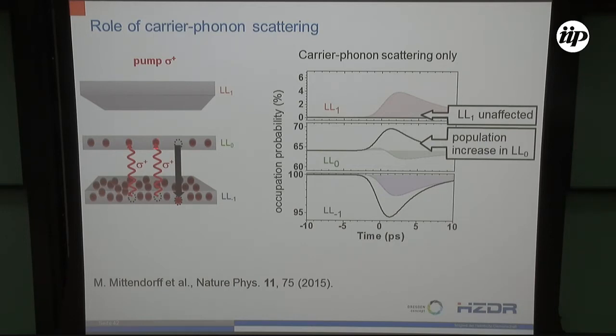expectation that we pump here. The first level is unaffected because nothing gets up here. And then the zeroth level, the population is increased by the optical pumping. So very clearly the Coulomb scattering dominates the response here.